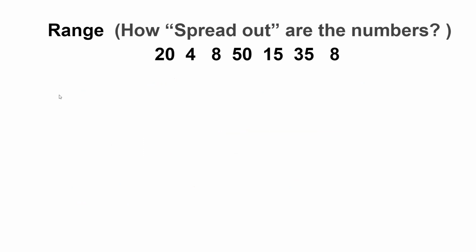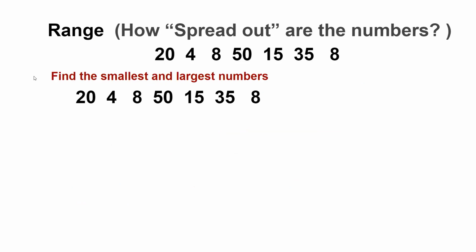The range. How spread out are the numbers? Find the smallest and largest numbers. Scan your list. Look for the smallest number. We already identified that to be 4. Look for the largest number. That's 50. Double check your work. Make sure that there's nothing larger or smaller than those 2 numbers.